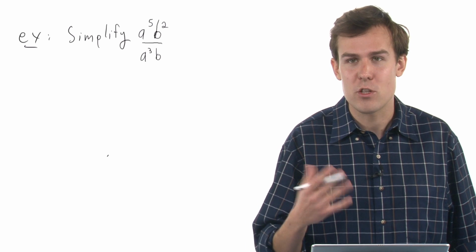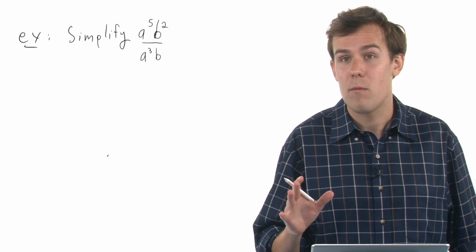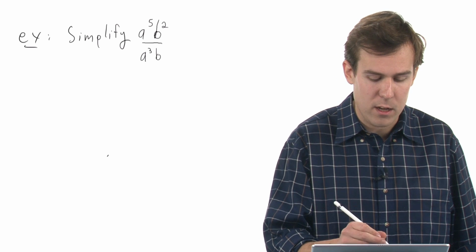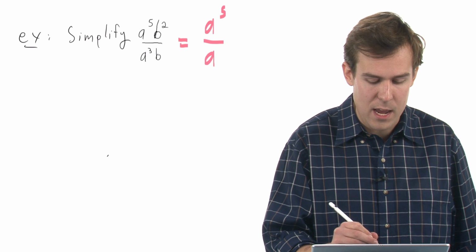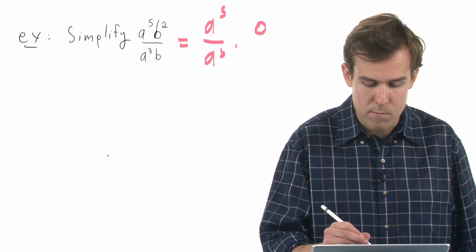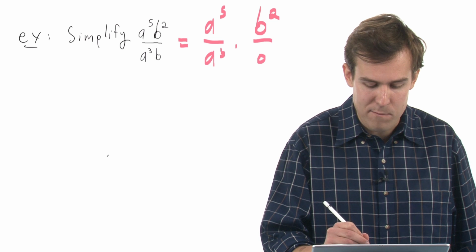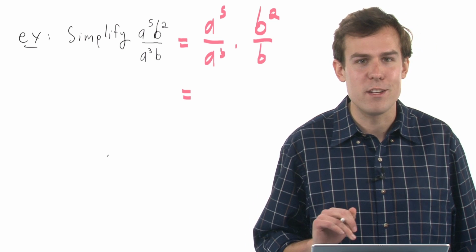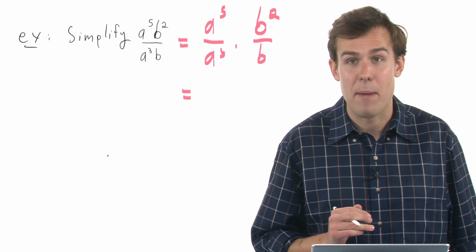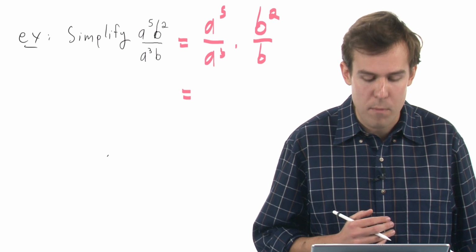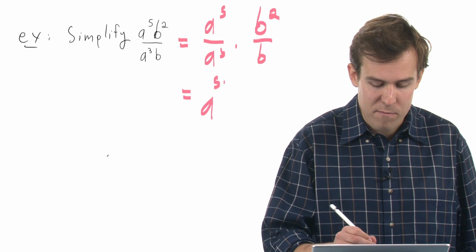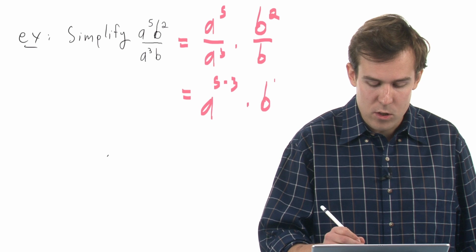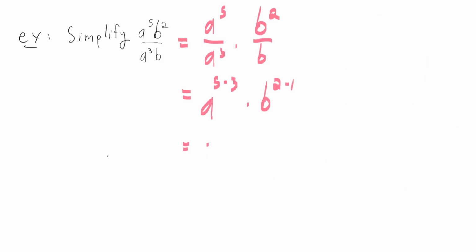Well, what I need to do is just remember how to get products of fractions. Right? So I can write this as a to the fifth divided by a cubed times b squared divided by b. And then, okay, we will review how to divide powers in just a few modules. But in this case, I think it's fairly straightforward. I have a to the 5 minus 3 times b to the 2 minus 1. And this simplifies very cleanly to a squared times b.